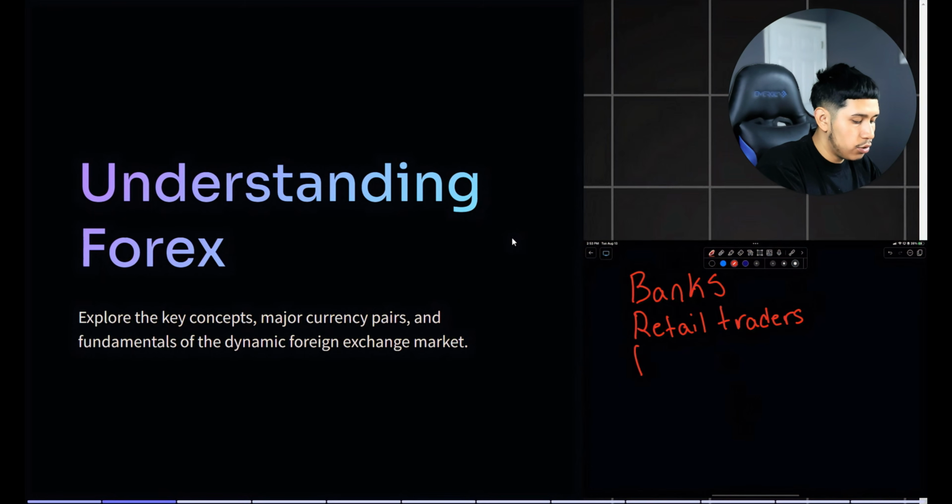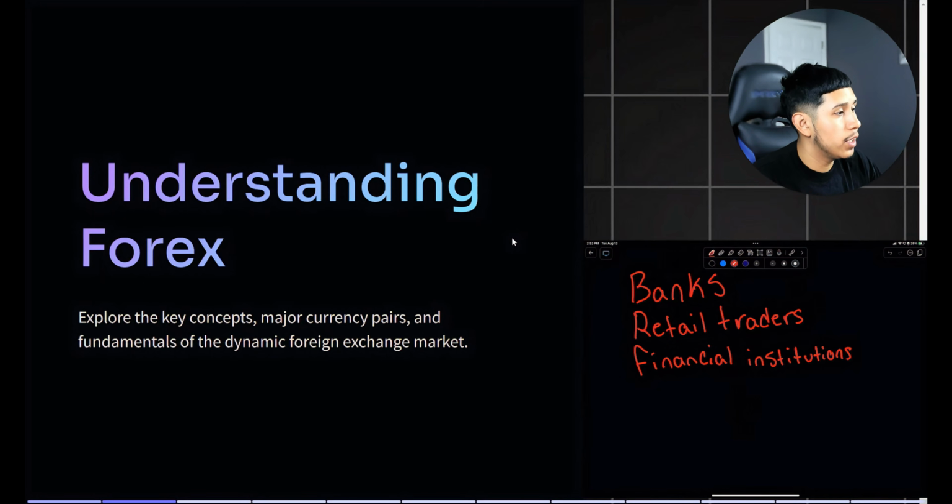Another player that we have in the markets is financial institutions. Financial institutions basically go one-on-one with the banks, where they have all of this capital and they're investing it into different currencies, different pairs, and causing the market to move in either direction.